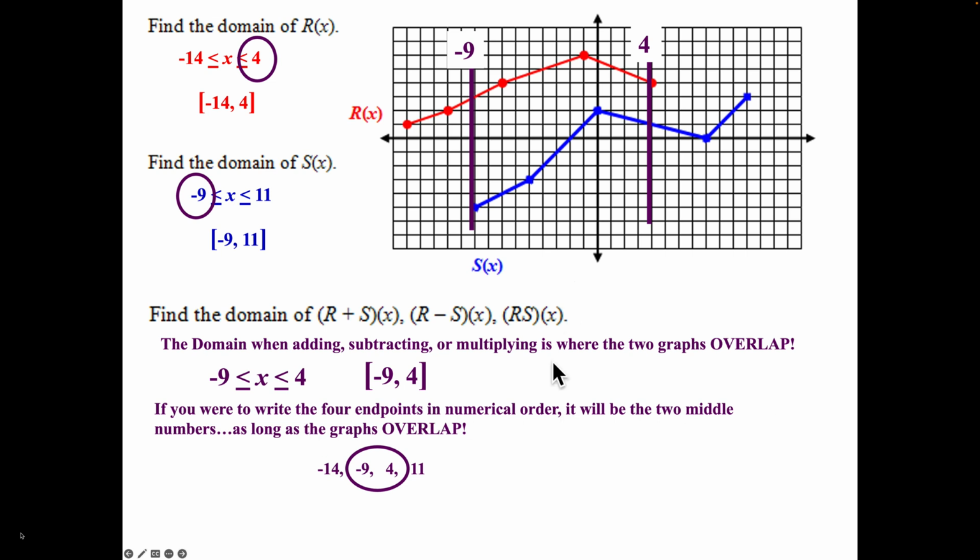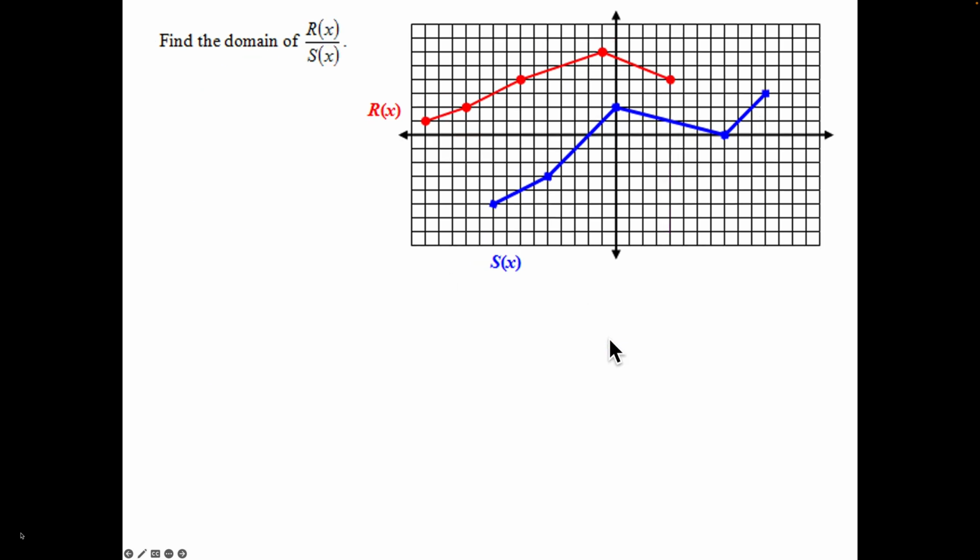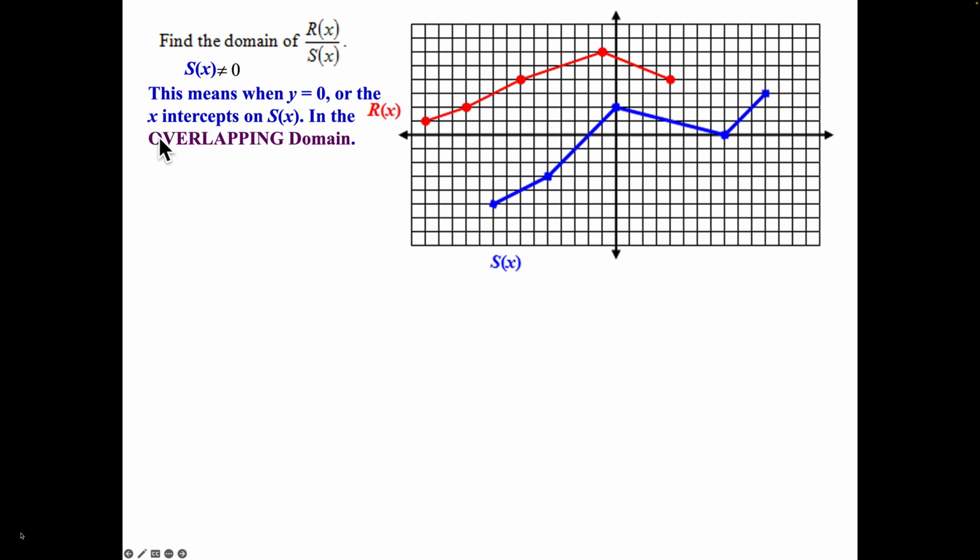All right, overlap, overlap, overlap, overlap. Keep saying it to yourself. Now, let's look at division, because division gets a little different. So if we put s of x in the denominator, that means s of x cannot be equal to 0. That means s of x cannot be equal to 0 for a y-coordinate, which means it's going to cross the x-axis somewhere. So what we're going to do is look at our overlapping domain.